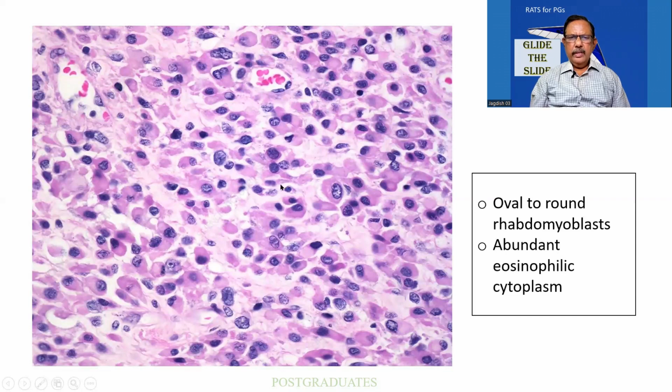So this is a little different. I am able to see a good number of these strap cells. See, it is almost rectangular, elongated with the nucleus on one side, but still there is pleomorphism. Some cells are having abundant cytoplasm. Some are binucleated. Some are oval. Oval to round rhabdomyoblasts and eosinophilic cytoplasm.